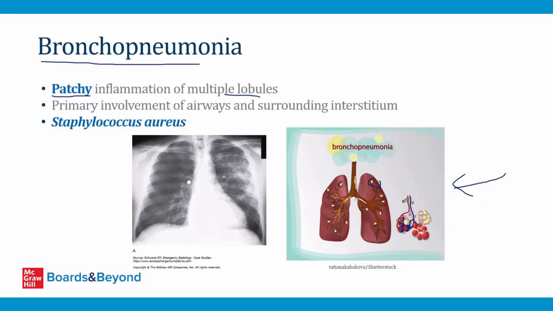On the left side of the screen is a chest x-ray of bronchopneumonia. This isn't as easy to recognize as lobar pneumonia. You can see some little white patches here. That's evidence of bronchopneumonia. The reason this has a different pathologic pattern compared to lobar pneumonia is that the infection primarily involves the airways and the surrounding interstitium, and the interstitium is the tissue that surrounds the alveoli. And this is the classic form of pneumonia caused by Staph aureus, although it can also be caused by other forms of bacteria as well.